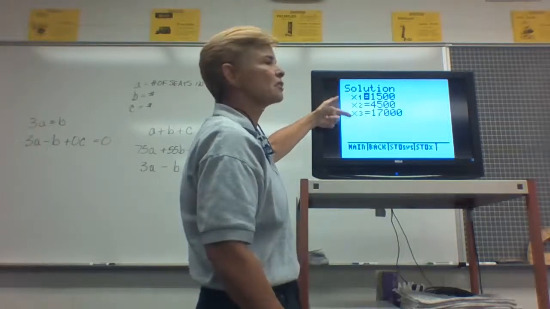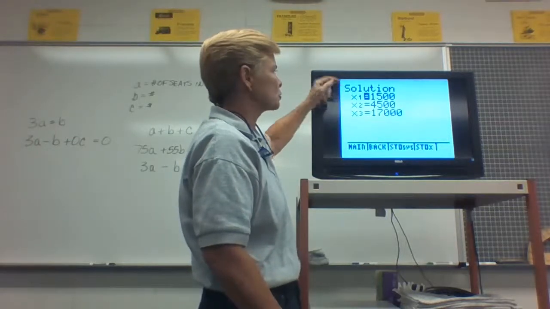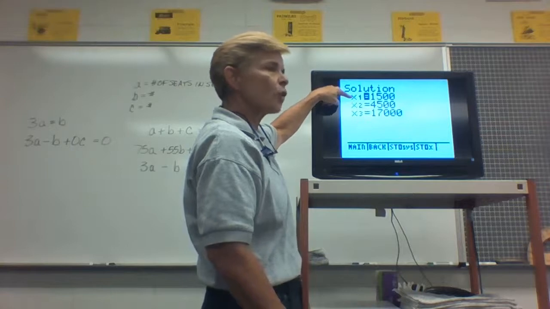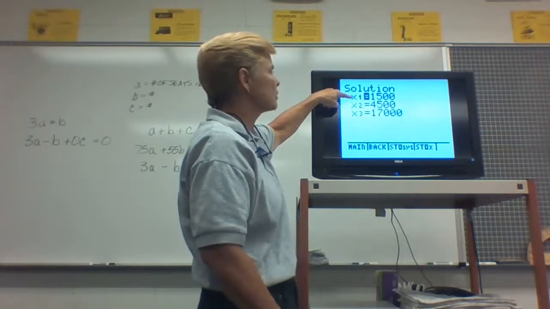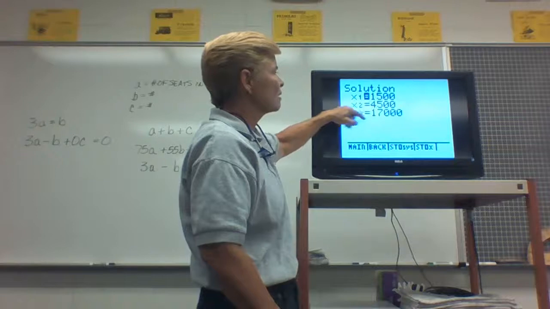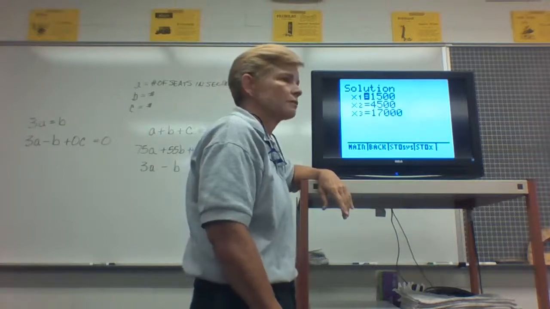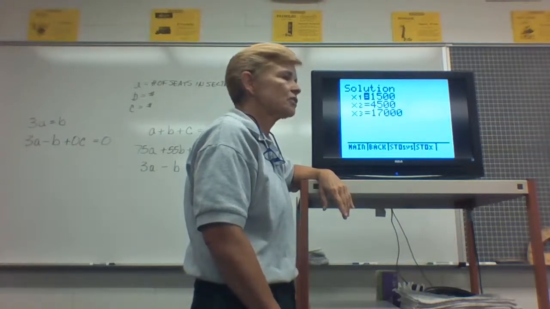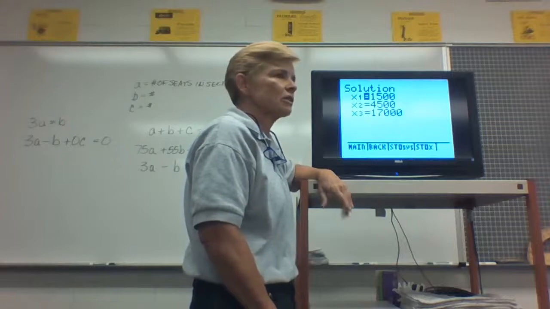Notice this isn't A, B, and C because calculators know that's the variables we use. This is A. This is the first one in the upper left-hand corner of our system. This is B. This is C. There are 1,500 seats in section A, 4,500 seats in section B, and 17,000 seats on the lawn.